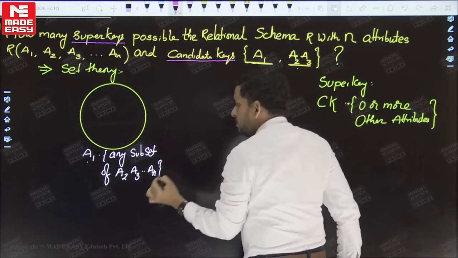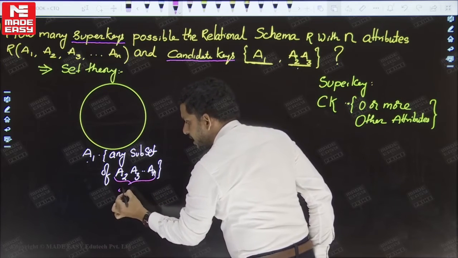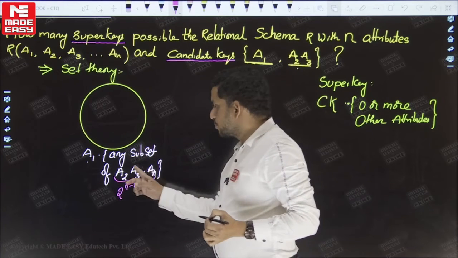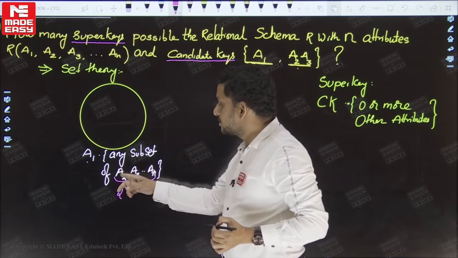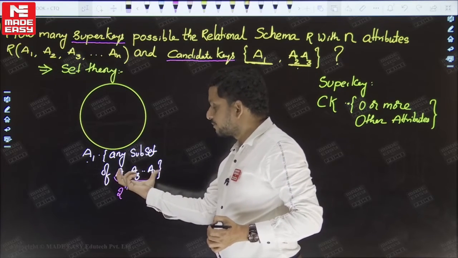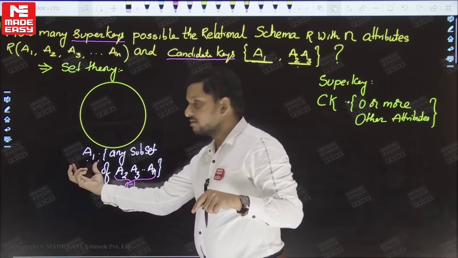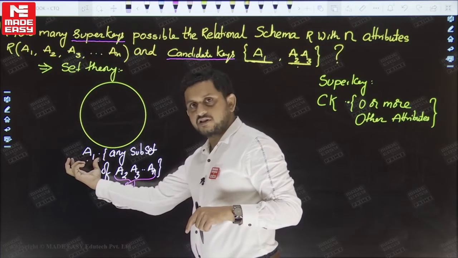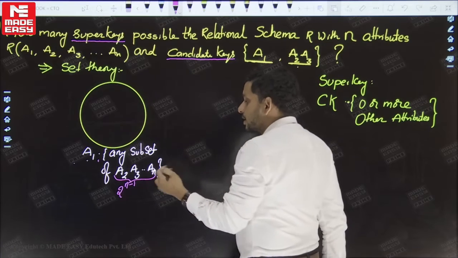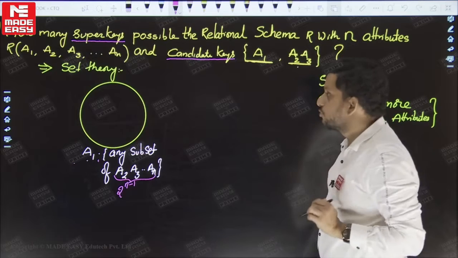So the total possible subsets for these n minus 1 attributes are 2 power n minus 1. This is the 2 power n minus 1 subsets of attributes for A2 to An. Any of these subsets, if we combine with the candidate key A1, which is a must, gives an attribute set that is a super key. So the total possible super keys because of candidate key A1 is 2 power n minus 1.